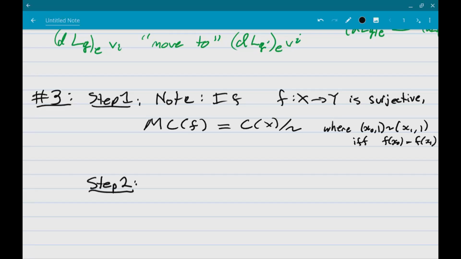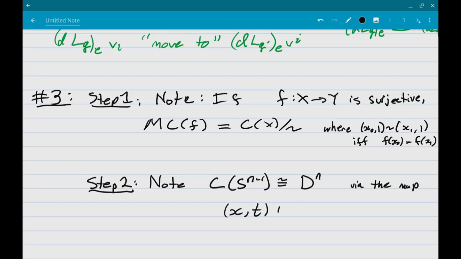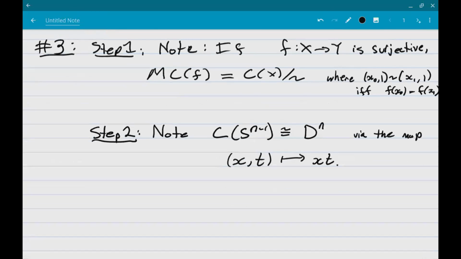we have that, note that the cone of S^(n-1) is homeomorphic to the n-disk via the map (x, t) gets mapped to just x times t. And this one actually has a nice picture.